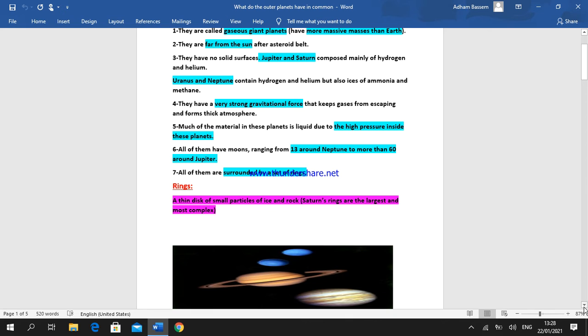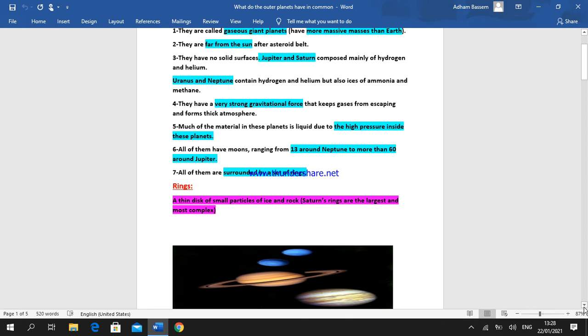Number 3, when we note the outer planets, we see that they have no solid surface because they are made mainly of gases. Jupiter and Saturn are composed mainly of hydrogen and helium, and Uranus and Neptune contain hydrogen and helium, but also have ices of ammonia and methane.